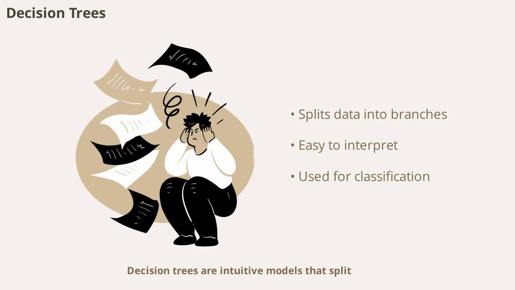Decision trees are intuitive models that split data into branches based on feature values. Each branch represents a decision rule, leading to a final outcome at the leaves. Decision trees are easy to interpret and visualize, making them popular for classification and regression tasks. However, they can be prone to overfitting if not properly managed.